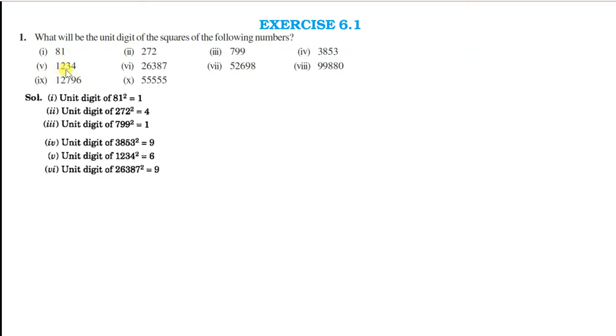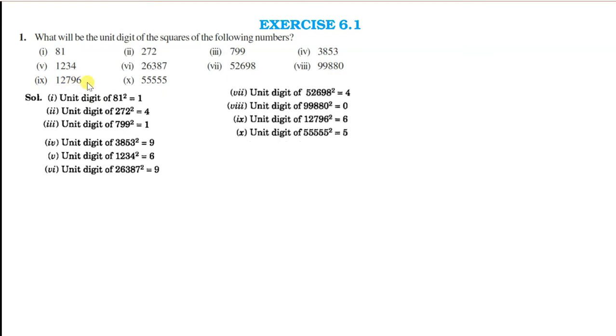If a number is ending with 4 or 6, then its square will end in 6. So the unit digit of the square of this number, 1, 2, 3, 4, will be 6. Since it is ending in 7, the unit digit will be 9. It is ending in 8, the unit digit will be 4. It is ending in 0, the unit digit will be 0. It is ending in 6, so its square will have 6 in the unit place. And if a number has 5 in its unit place, then its square will also have 5 in its unit place.